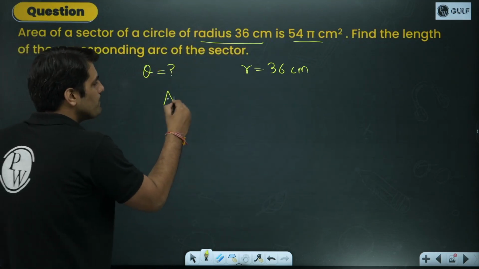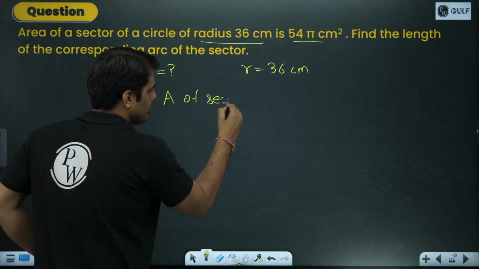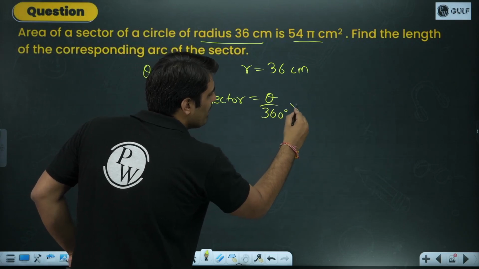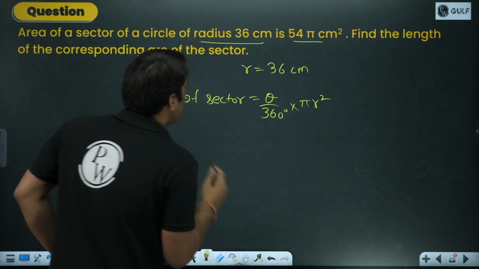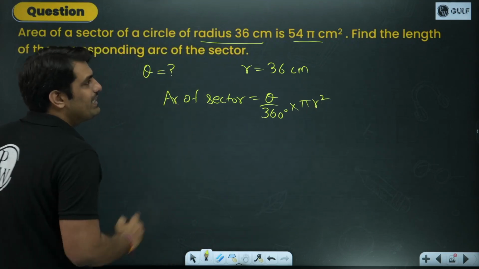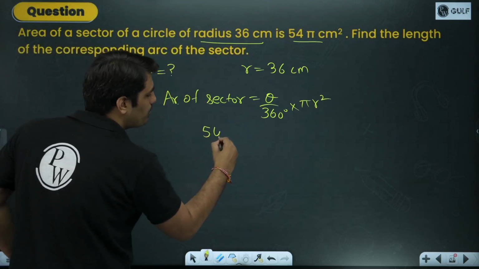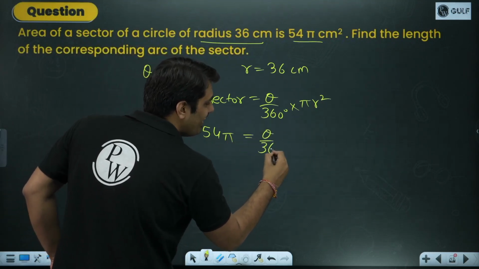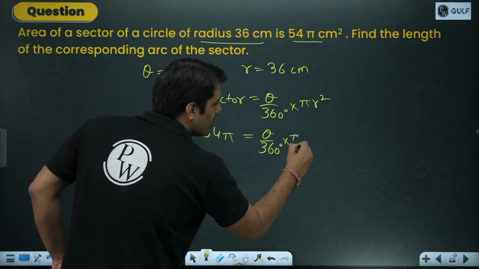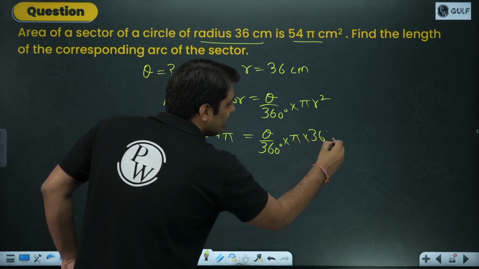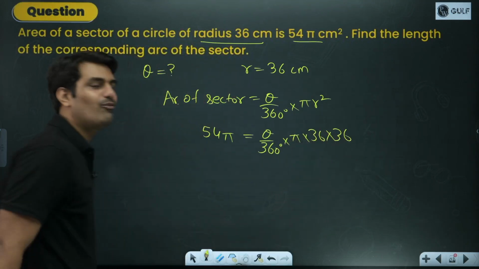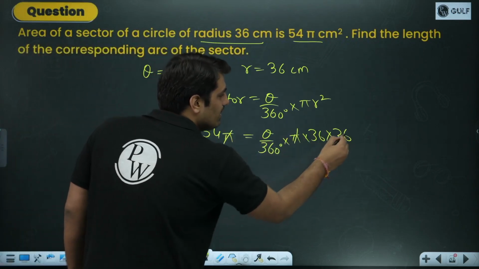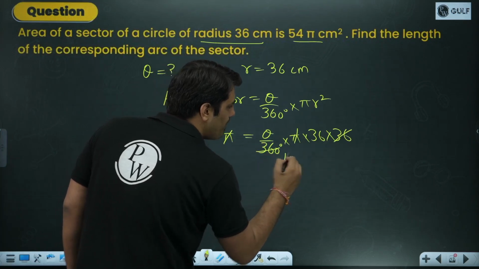So area of sector is theta by 360 degrees multiplied by pi r square. Now the area of the sector is given to me as 54 pi. Let's put the value 54 pi and equate it to theta by 360 degrees times pi r square. There will be only one unknown left in this equation, which you can always calculate, and that is theta. See, pi will be cancelling out pi. 36 will be cancelling this 360 degrees how many times? 10 times, right?